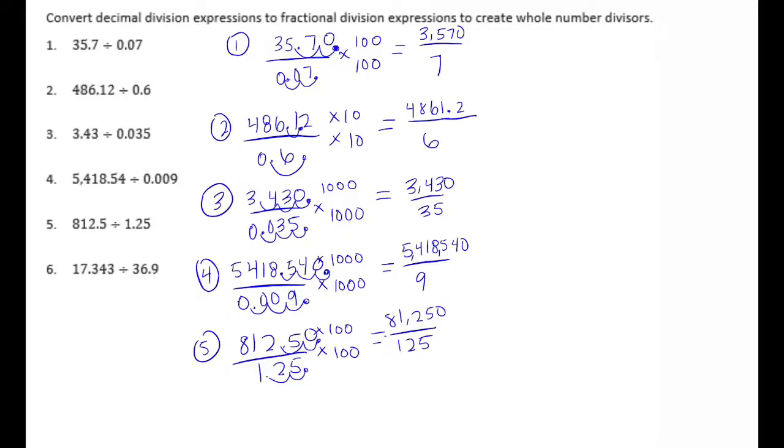And number 6, we have 17 and 343 thousandths divided by 36 and 9/10. So this, we just need to move 1 place, 1 power of 10, to get 369. If I move this 1 place, it becomes 173 and 43/100 divided by 369.